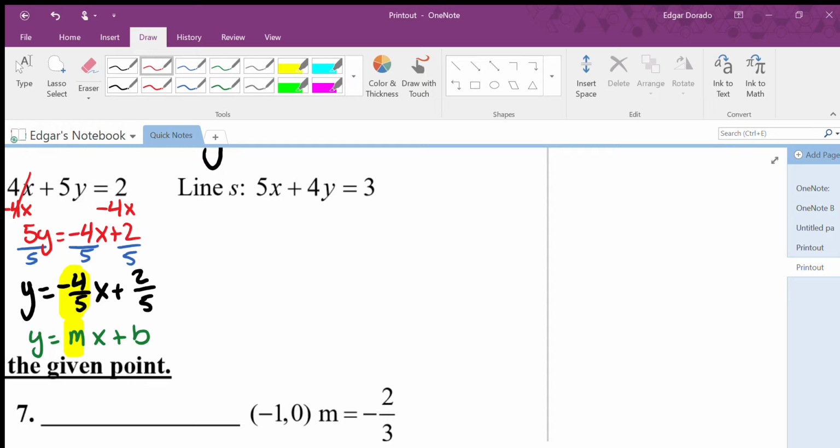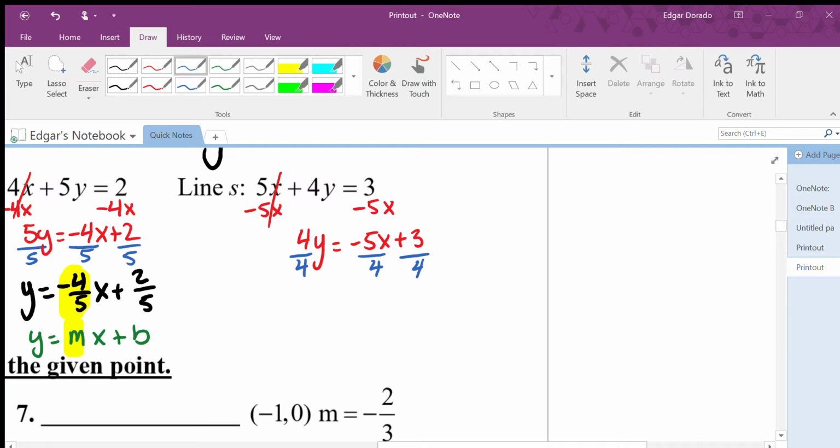So let's go ahead and once again solve for y. So I'm going to subtract 5x. I get 4y equals negative 5x plus 3. Now I just have to get rid of this 4. Remember, you have to divide everything by 4, every single term by 4. So we get a final answer here of y equals negative 5/4 x plus 3/4.